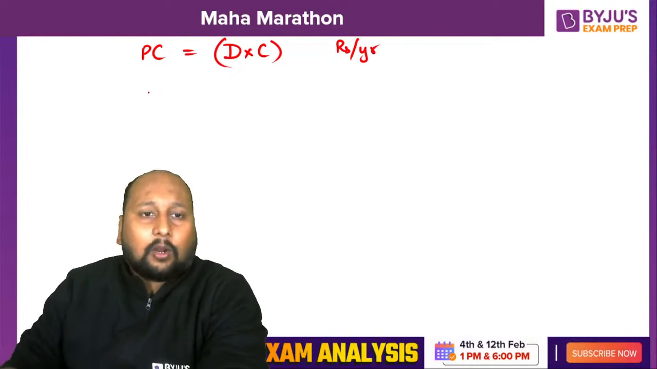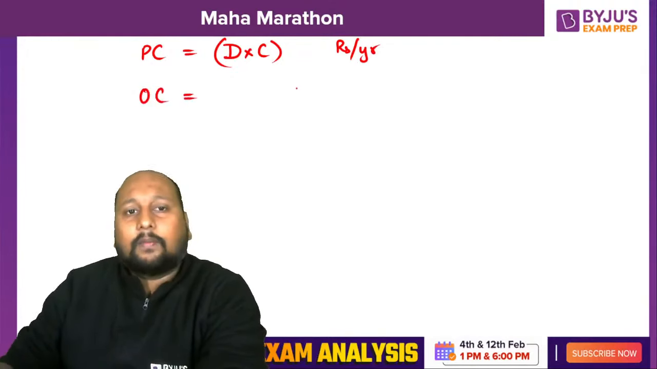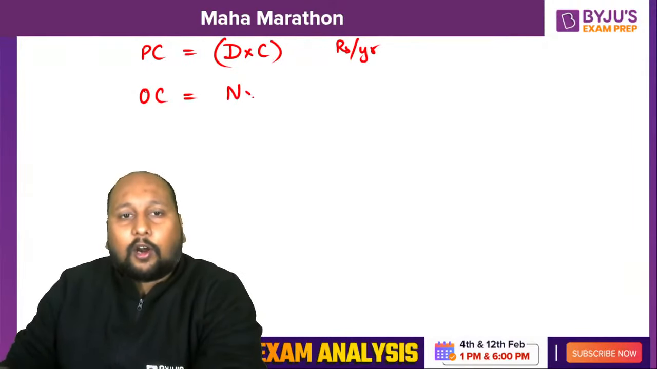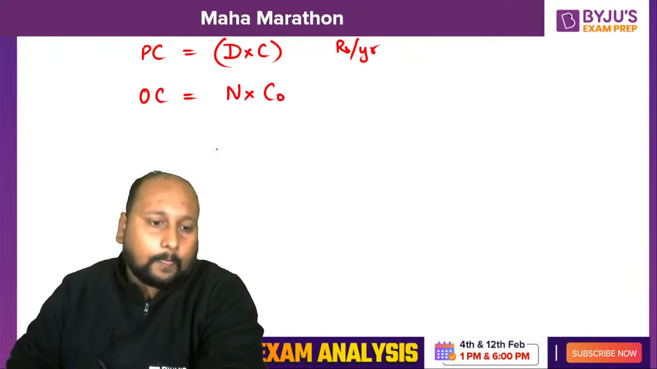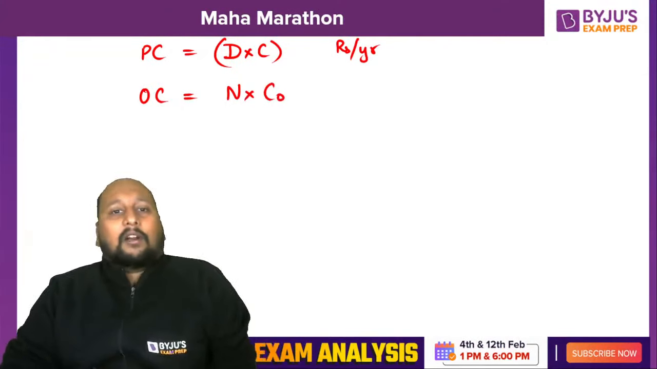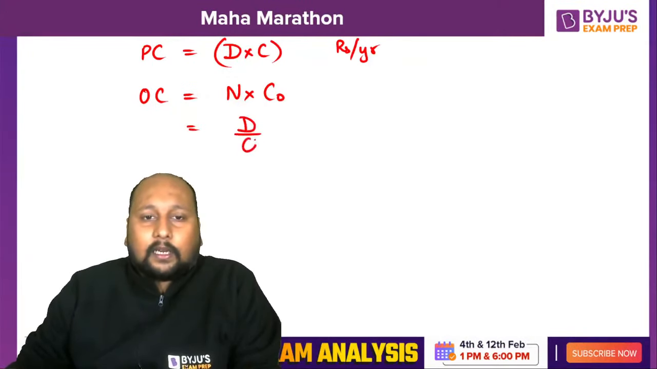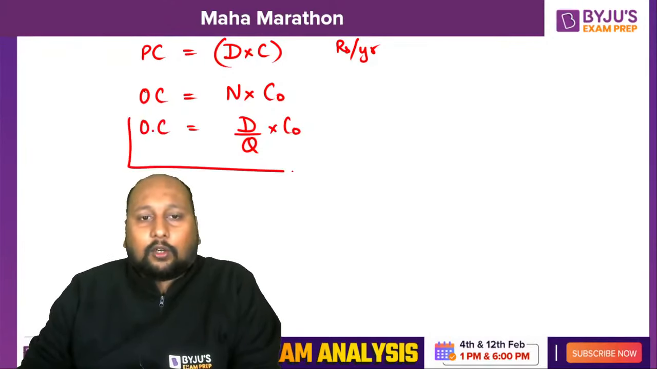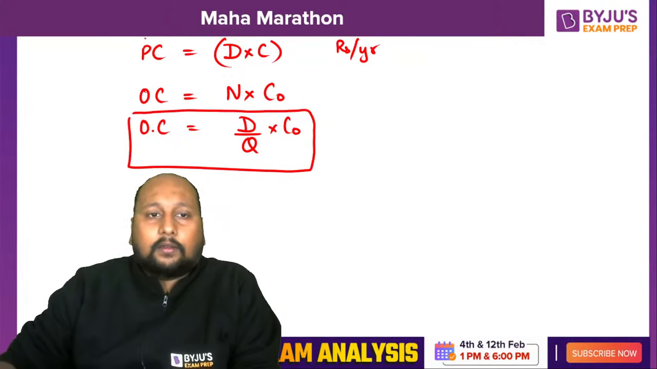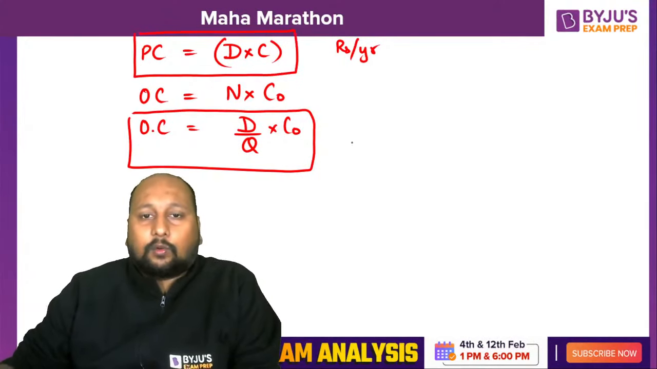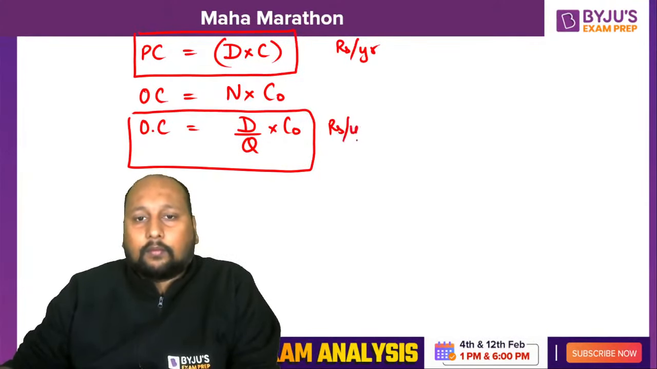Okay, if I talk about ordering cost, it will be equal to number of orders into the cost per order. Right, now how can we calculate the number of orders? Number of orders will be equal to annual demand divided by the order lot size, into CO. By using this formulation we can calculate the total ordering cost in a year.